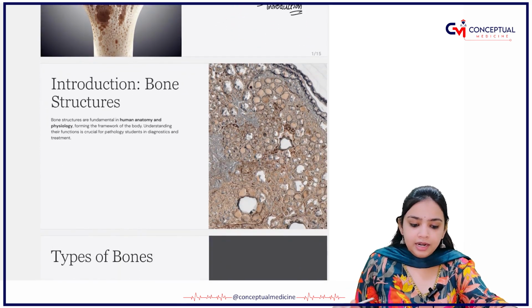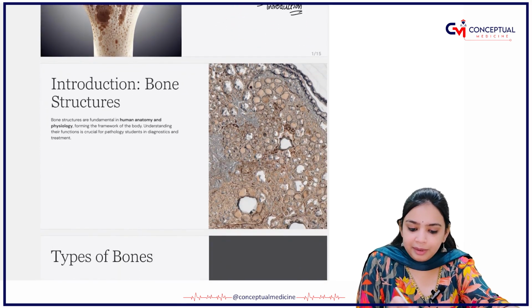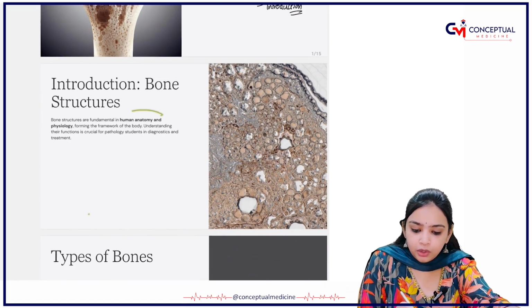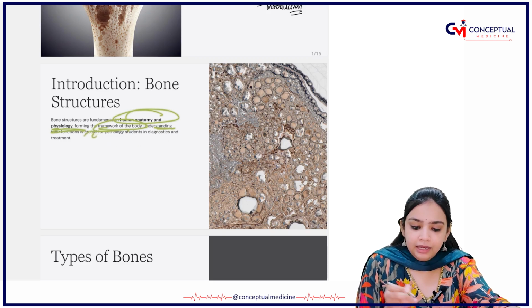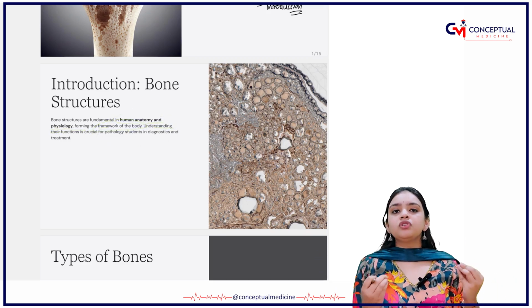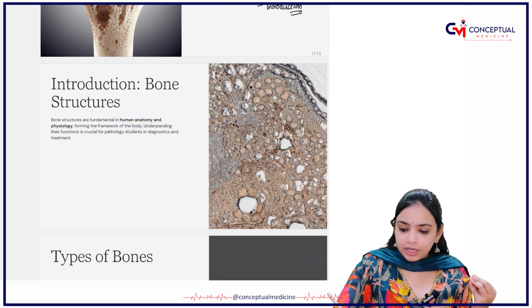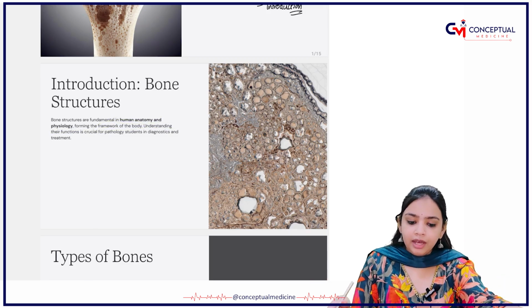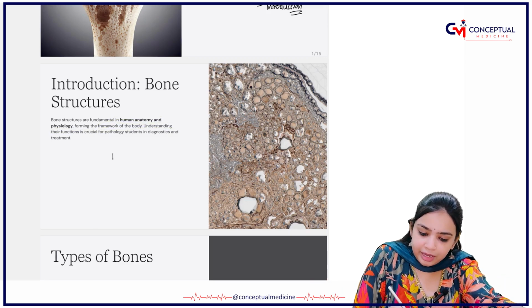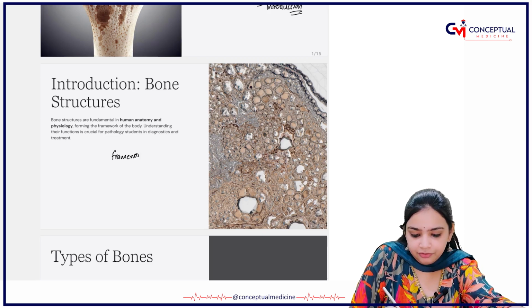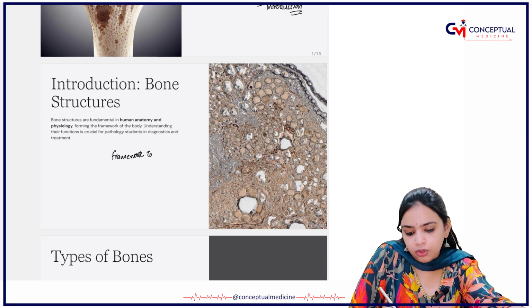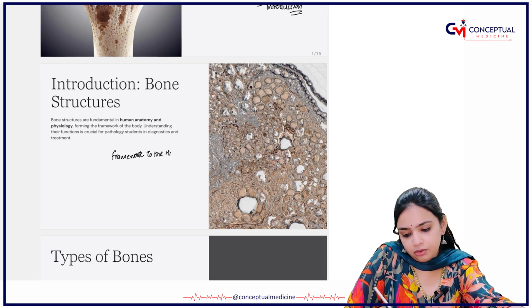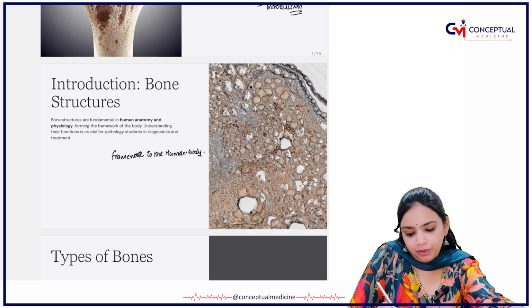Right? So let's start. Bone structures are basically the fundamental human anatomy and physiology, forming the framework of the body. Why, what are they responsible for? They provide the framework to the human body, right? That is why they are important.